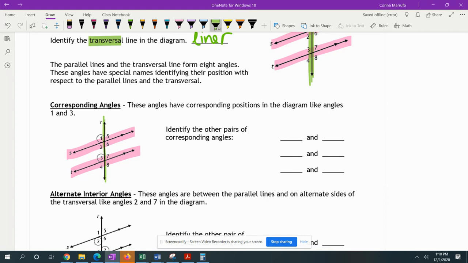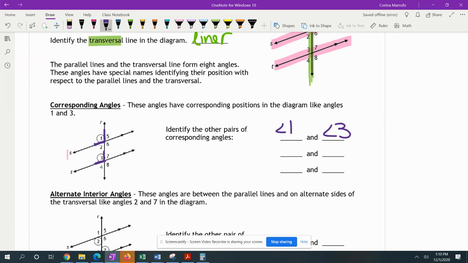And so, corresponding angles. Now I'm going to go ahead and erase these colors because it might get a little bit messy. But corresponding angles: if you notice, angle 1 is on top of line S, but to the left of transversal R, which corresponds to the angle here on line T. They are exactly the same. They have the same positions on the parallel line. So identify the other pairs of corresponding angles. Angle 1 and angle 3 are corresponding angles.